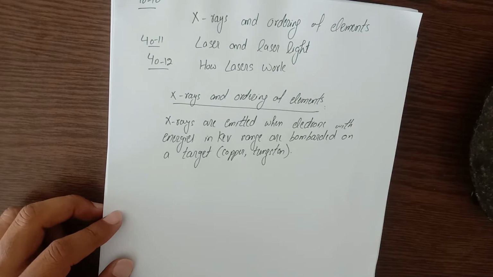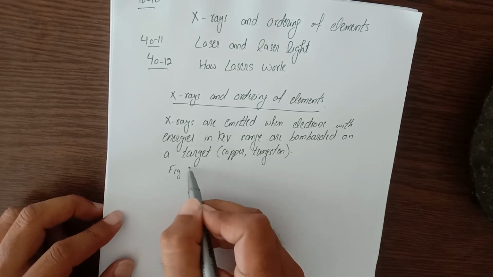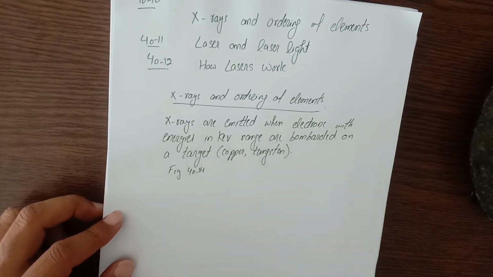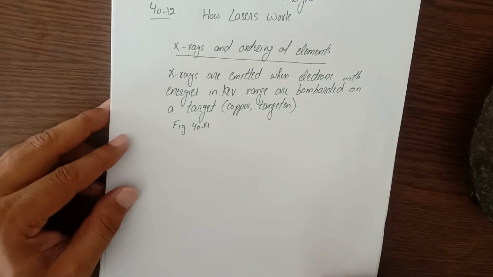X-rays have numerous uses in medical, dental and industrial fields, and the spectrum of X-rays is a continuous spectrum. You can see figure 40.14 in the book, which shows a continuous spectrum produced when 35 kilo electron volt electrons strike a molybdenum target. A continuous spectrum is formed in this case.